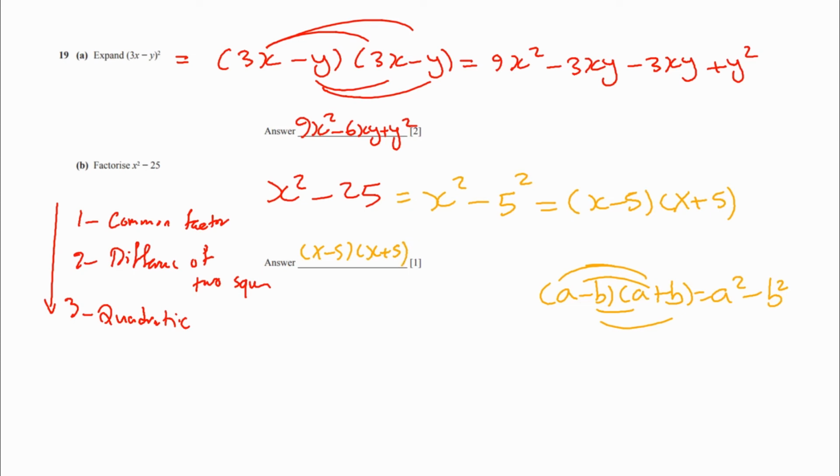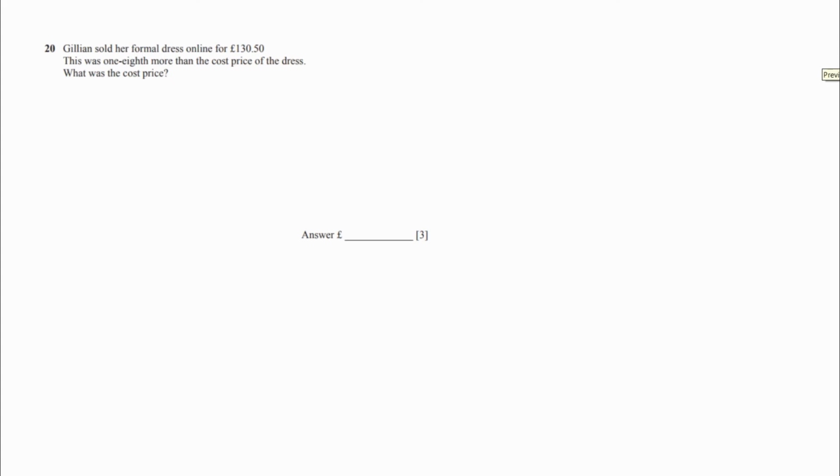So if you go to the next question, question number 20, Gillian sold her formal dress online for 130 pounds and 50 pence, 130.50. This was 1/8 more than the cost of the dress. What was the cost price?